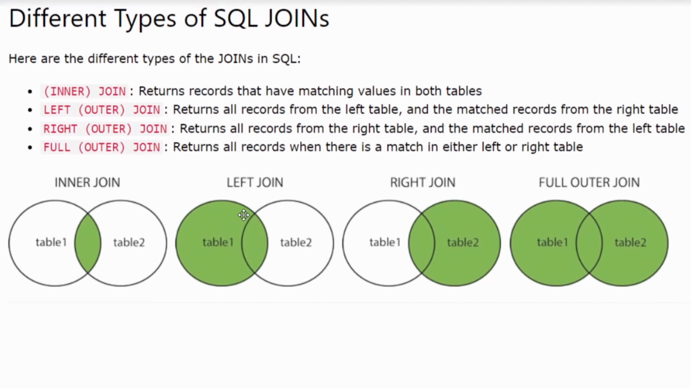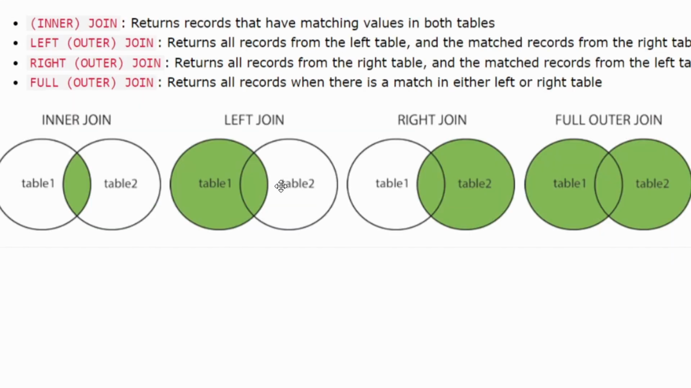I recommend maybe screenshotting this here. This is really useful, I found. You have the inner join, which basically just returns the common values which are common on both tables. Left join returns all the values in the left table and just the common values on the right table. Right join, all the values on the right table and just the common ones on the left table. Full outer join returns basically everything. And it's as simple as that, guys.